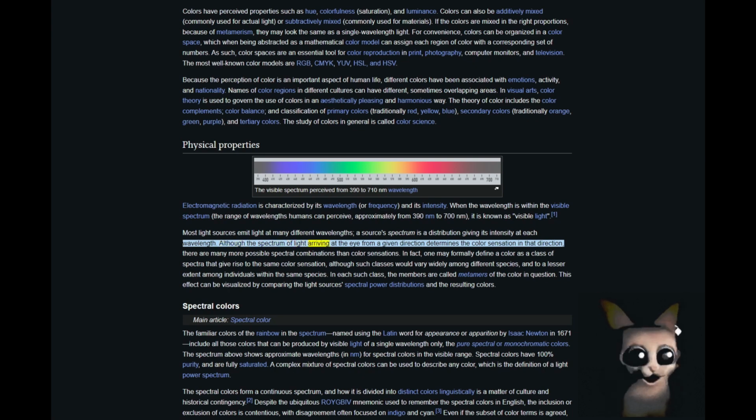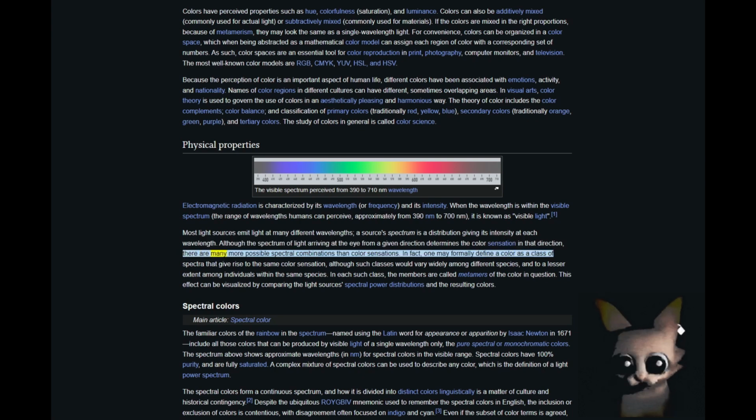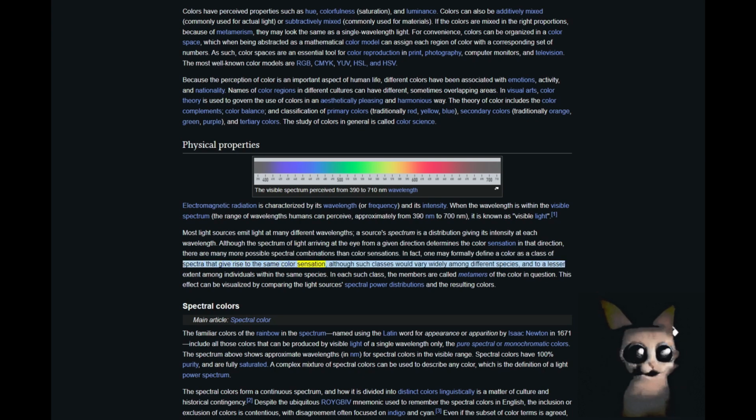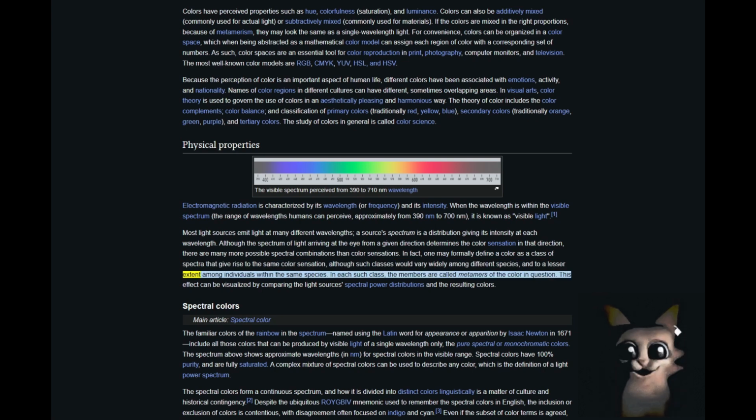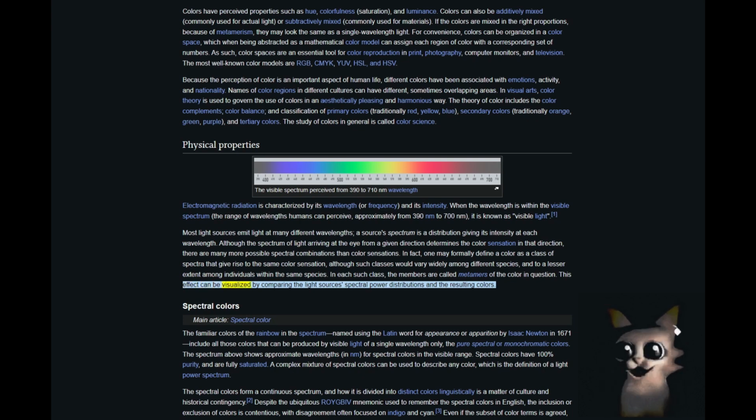Although the spectrum of light arriving at the eye from a given direction determines the color sensation in that direction, there are many more possible spectral combinations than color sensations. In fact, one may formally define a color as a class of spectra that give rise to the same color sensation, although such classes would vary widely among different species, and to a lesser extent among individuals within the same species. In each such class, the members are called metamers of the color in question. This effect can be visualized by comparing the light source's spectral power distributions and the resulting colors.